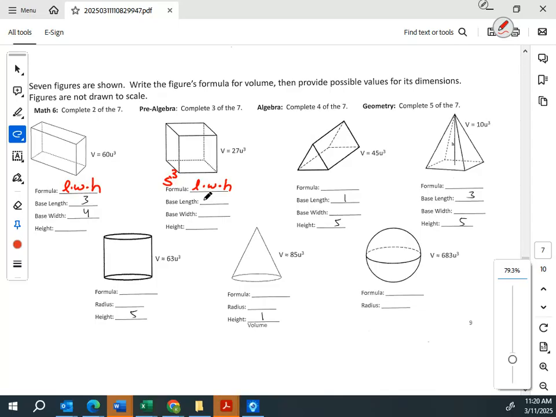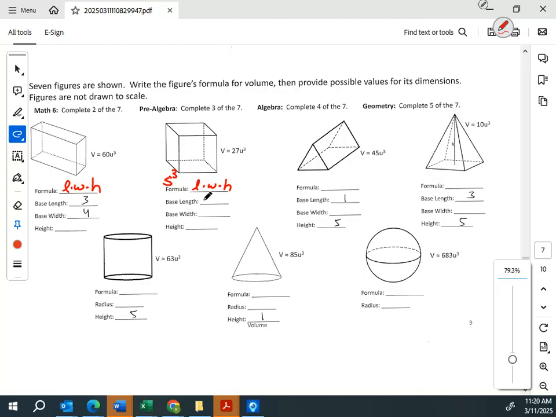So what number multiplied 3 times gets us 27? Spoiler, it's not 9. I had a few people giving me 9s. That's what it was the last time. We have a different volume this time, friends. So, not going to be the volume that we had for the side lengths that we had the last time, because we have a different volume.